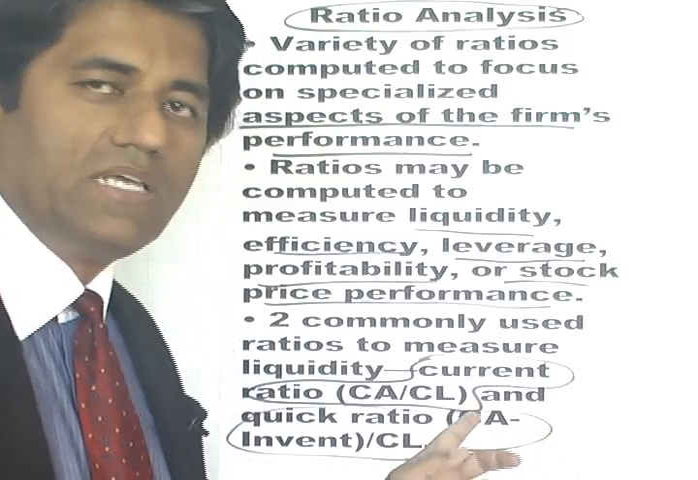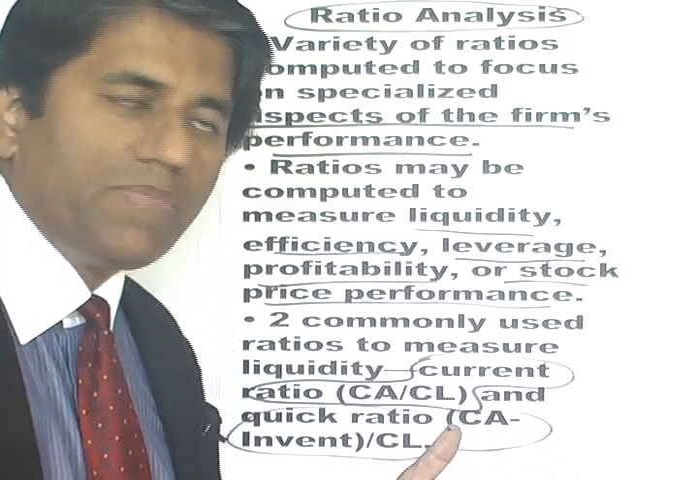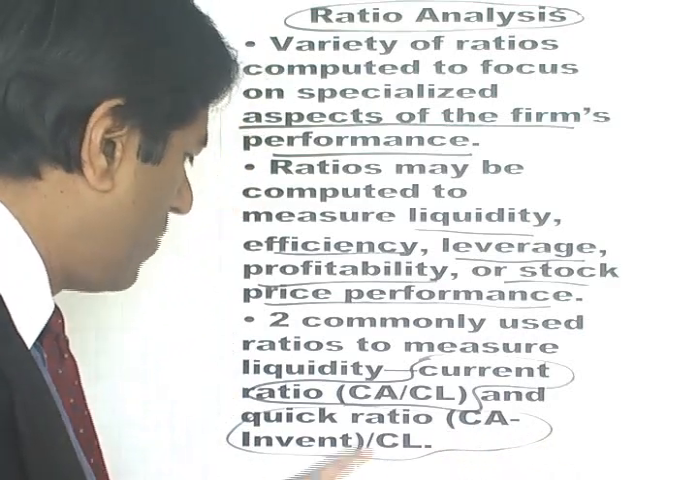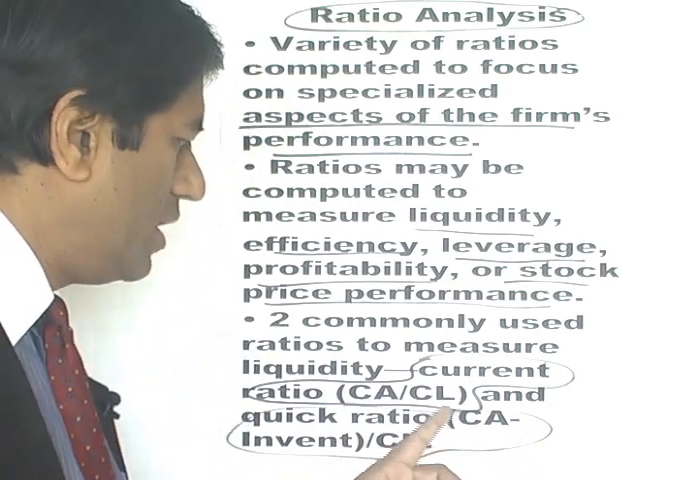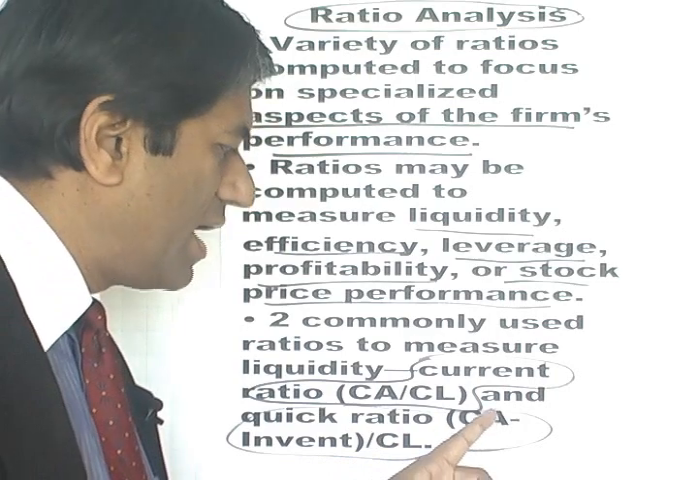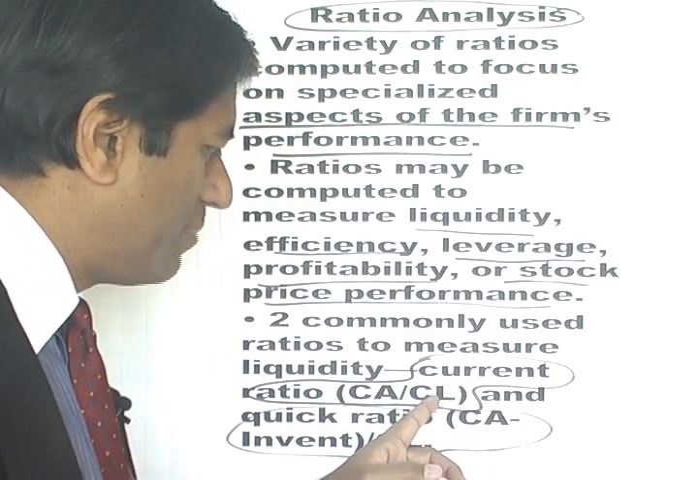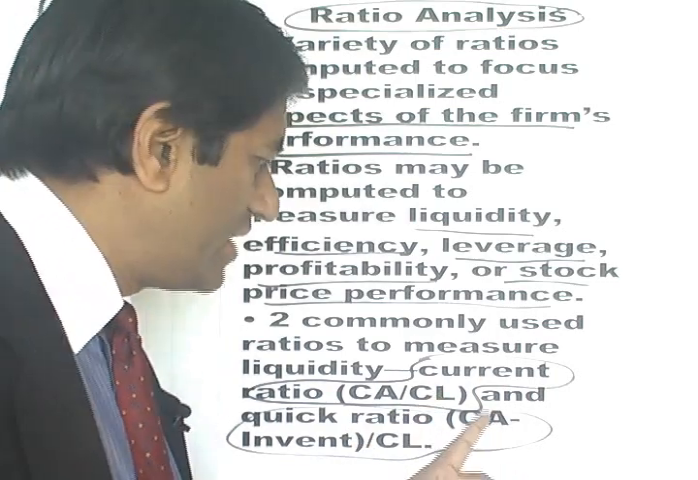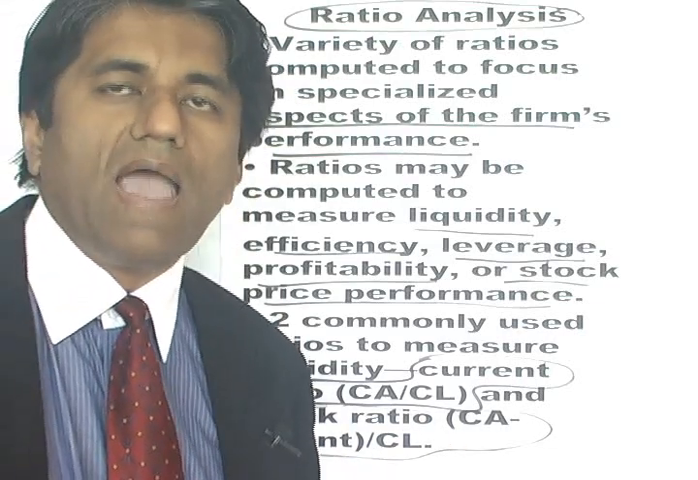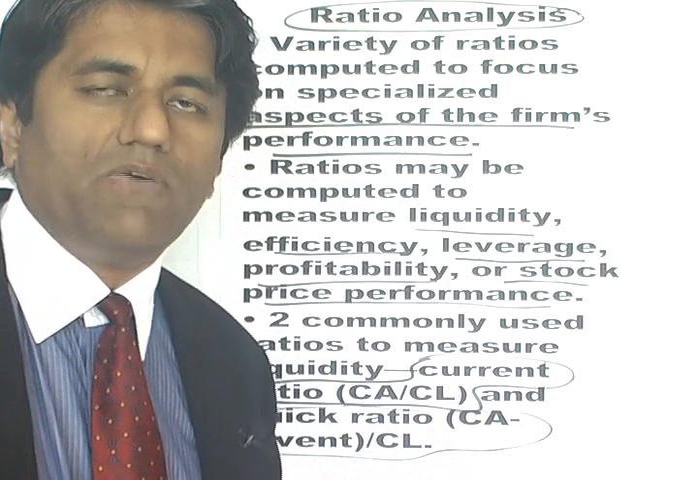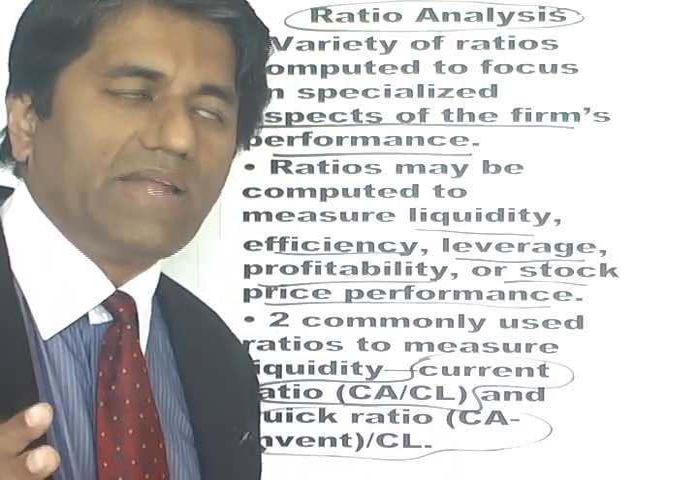An alternate ratio, which is similar but a bit different, is the quick ratio. In the quick ratio, you do not have current assets divided by current liabilities. Rather, you have current assets minus inventories divided by current liabilities. And what is the idea here? Why do you exclude inventory from current assets?